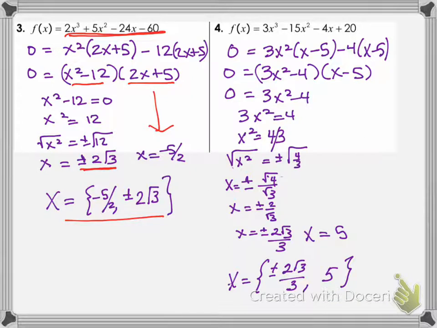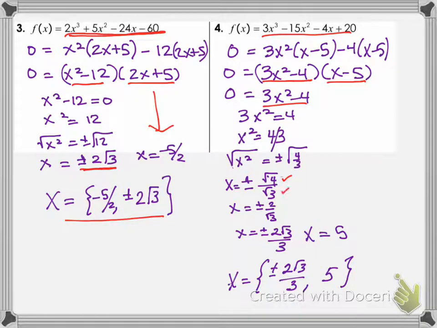For number 4, again, factor by grouping. You should get a linear term of 3x squared minus 4 and 1 of x minus 5. Setting 3x squared minus 4 equal to 0, you get x squared equals 4/3. So taking the square root of both sides gives you plus or minus the square root of 4/3.